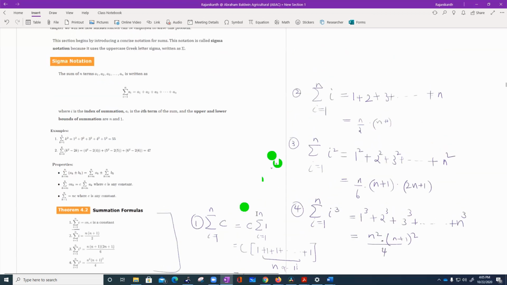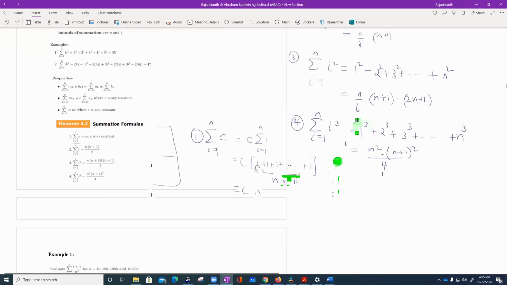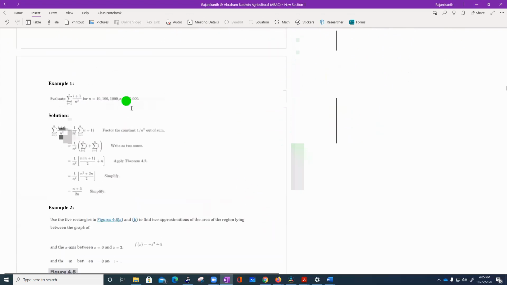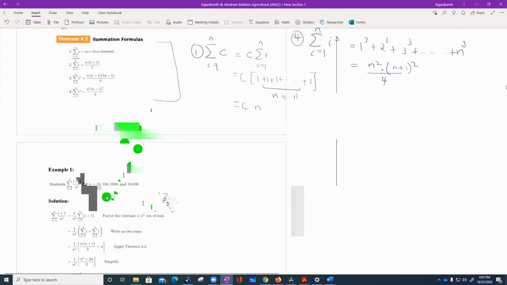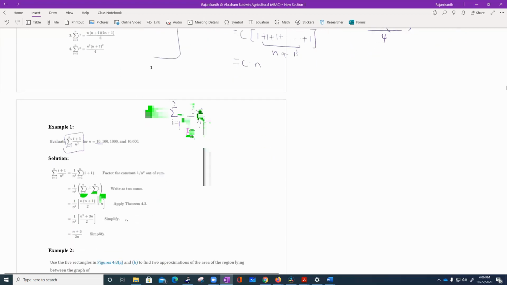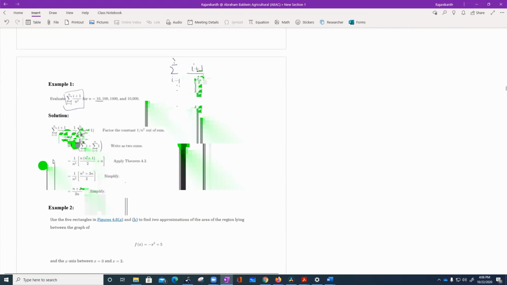So you could apply these basic formulas to find the summation of the given problem. Okay, so look at this example. Evaluate this summation for different cases. The first case, assume n as 10. Before going to find these, you could simplify this by using these properties. Okay, so how can I simplify? This could be simplified like this, right?